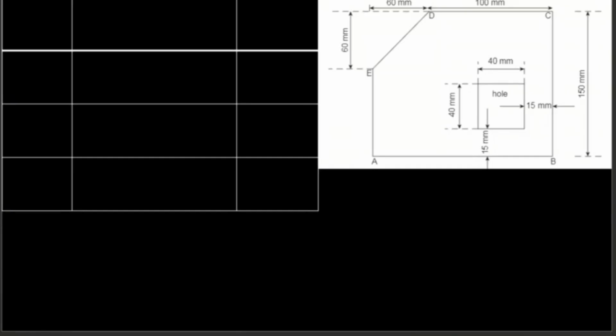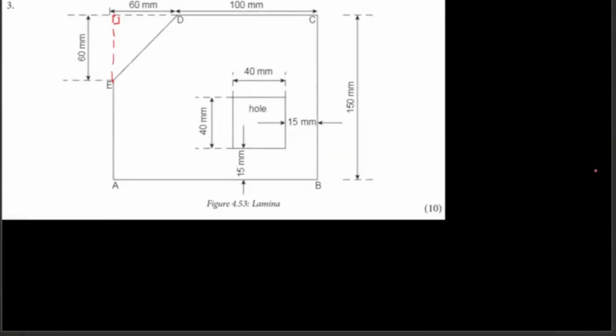Okay. I'm not going to use a table here. If you look at this lamina, there is a hole here. You can see that hole of 40 by 40. That's a square. I'm going to take the whole area as my 1, then the hole as 2, and then I'm going to take this outside here, which is 3, as a third area.